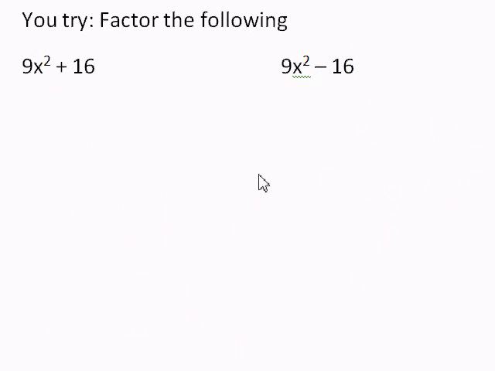Go ahead and try to factor the following, pressing pause and press play when you're ready to see the answer.